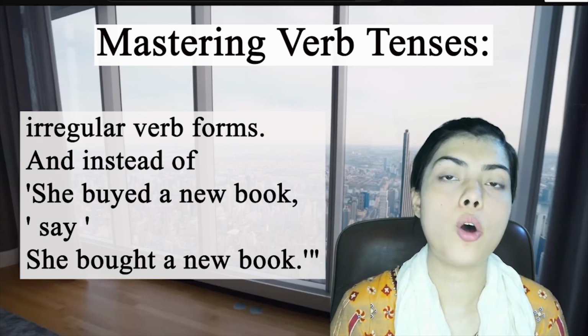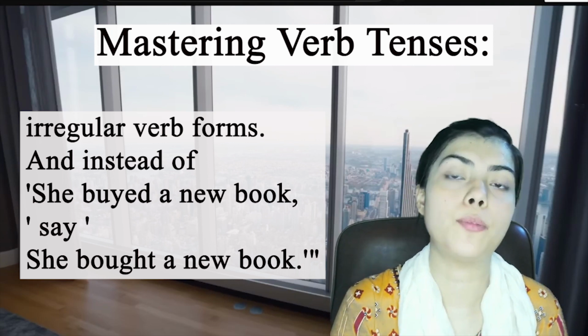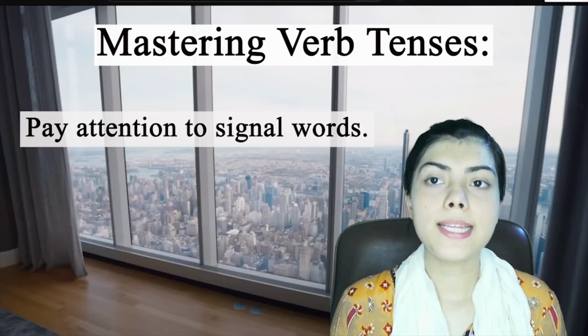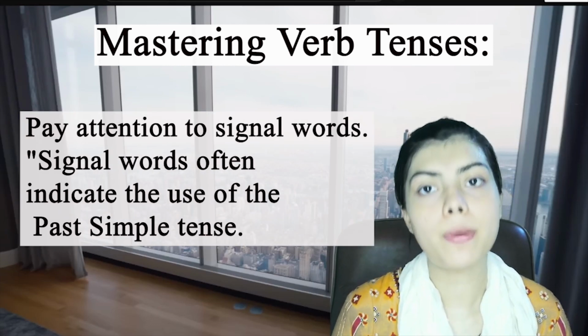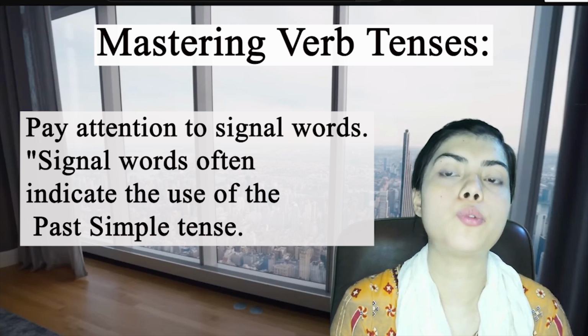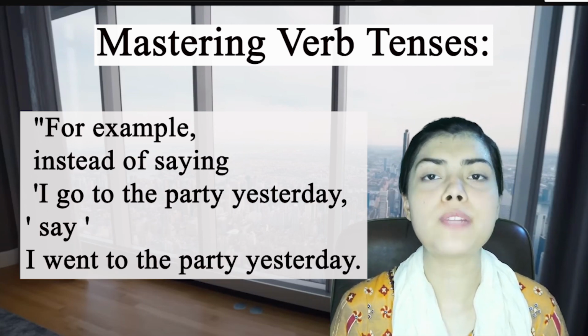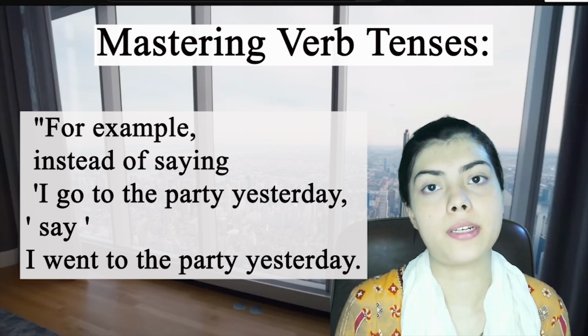And instead of she buyed a new book, say she bought a new book. Pay attention to signal words. Signal words often indicate the use of past simple tense. These words help you to identify the time frame of the action. For example, instead of saying I go to the party yesterday, say I went to the party yesterday.